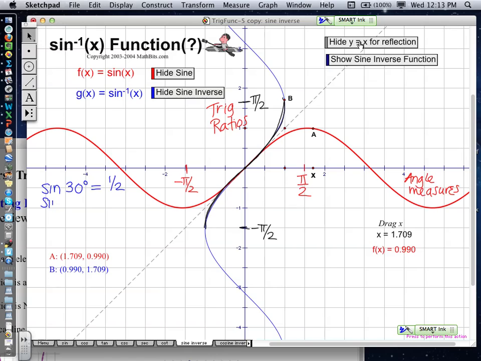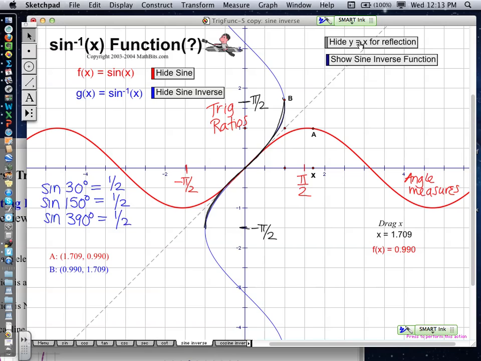What about the sine of 150 degrees? What's that equal to? 0.5. Yeah, that's a half as well. And what about the sine of 390 degrees? What's that equal to? 0.5. How about that? All right.